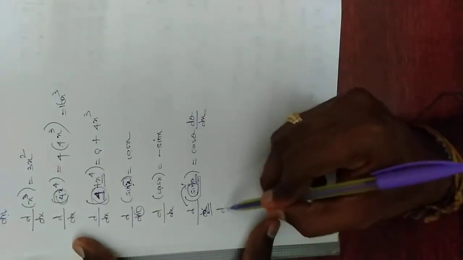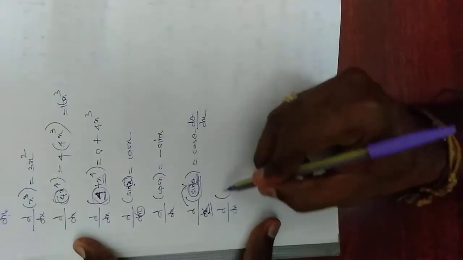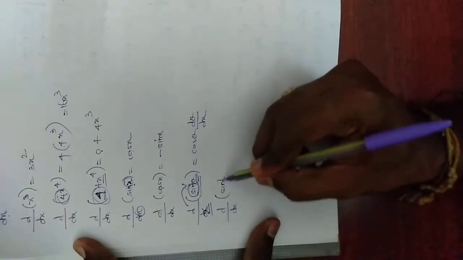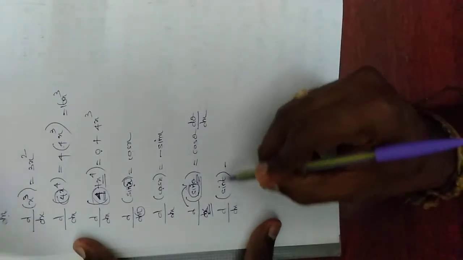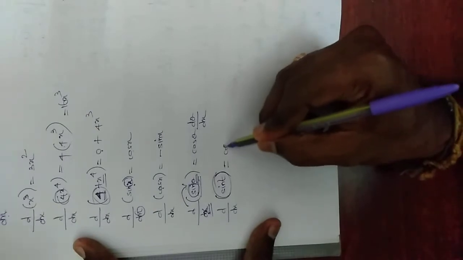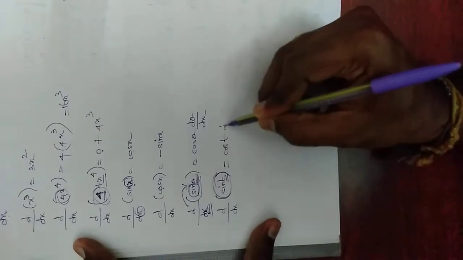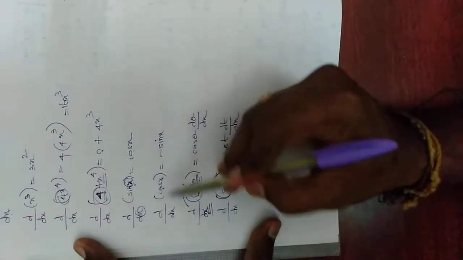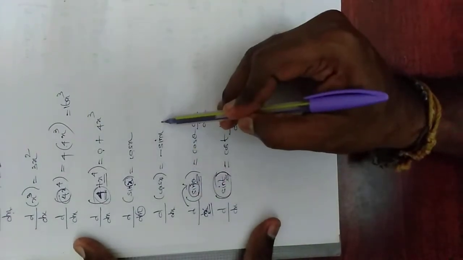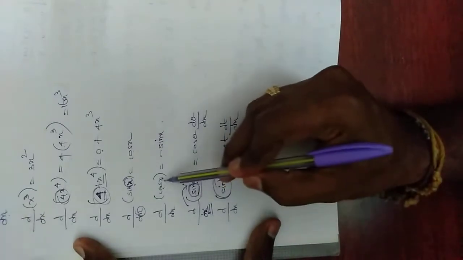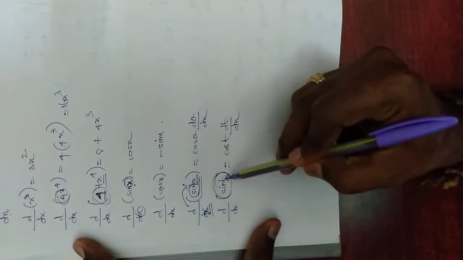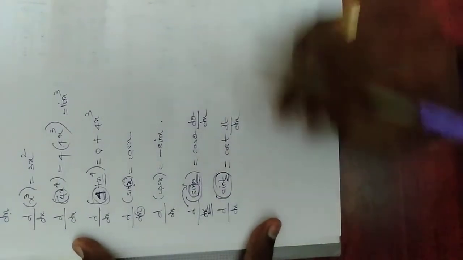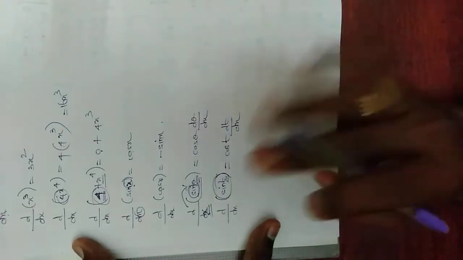d by dx of sin t. Differentiate of sin t is nothing but cos t, and after that you put dt by dx. If it is x, we don't need to put anything, because the differentiate of x is 1. But here it is d theta by dx, or dt by dx. These are very important things you need to learn from here.